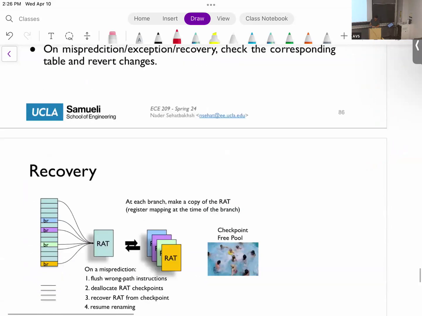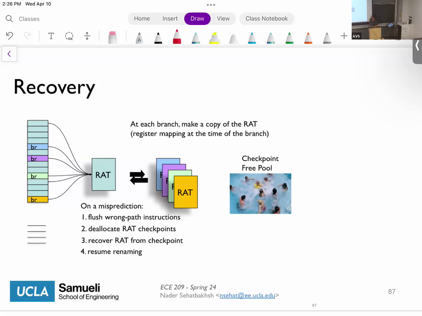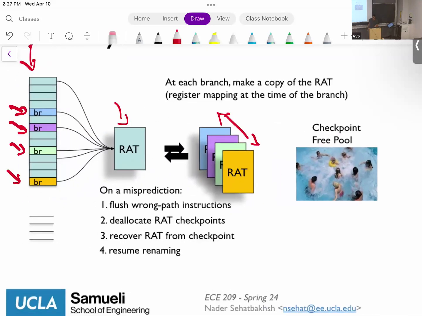So the recovery would look something like this. Let's say this is the sequence of instructions. We have branches, with different colors of branch. So what used to be one RAT is now four RATs. For every branch, you get a copy of your RAT, and you also have a copy of your free pool every time you do it. So on the misprediction, of course, we need to flush all the instructions. We need to deallocate all the RATs. We need to recover the RAT that we want.